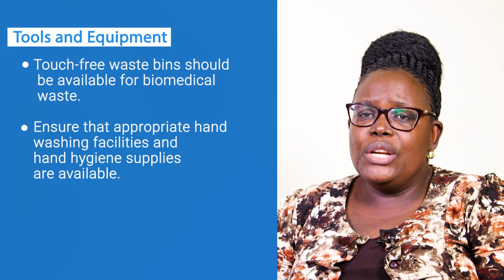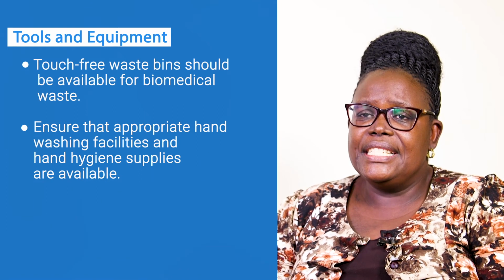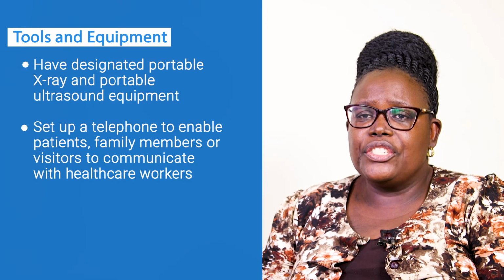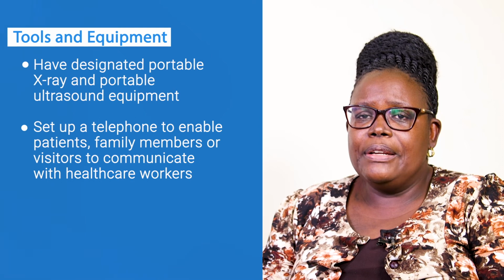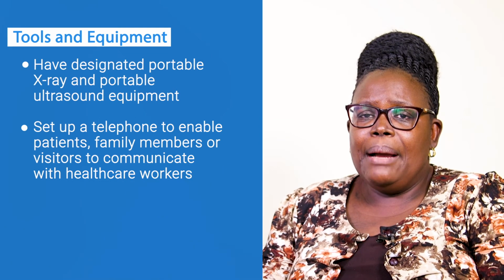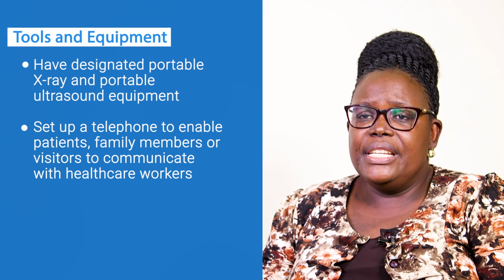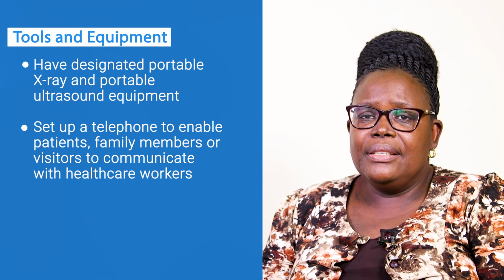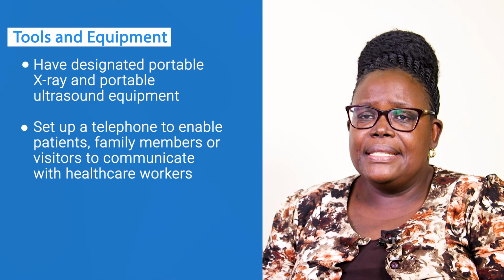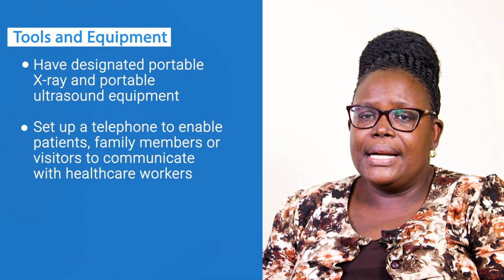Ensure that appropriate hand washing facilities and hand hygiene supplies are available by stocking the sink area with suitable supplies for hand washing. You can also include alcohol-based hand rub near the point of care and room door. Consider having a designated portable X-ray and portable ultrasound equipment and set up a telephone or other method of communication in the isolation room or area to enable patients, family members, or visitors to communicate with healthcare workers.